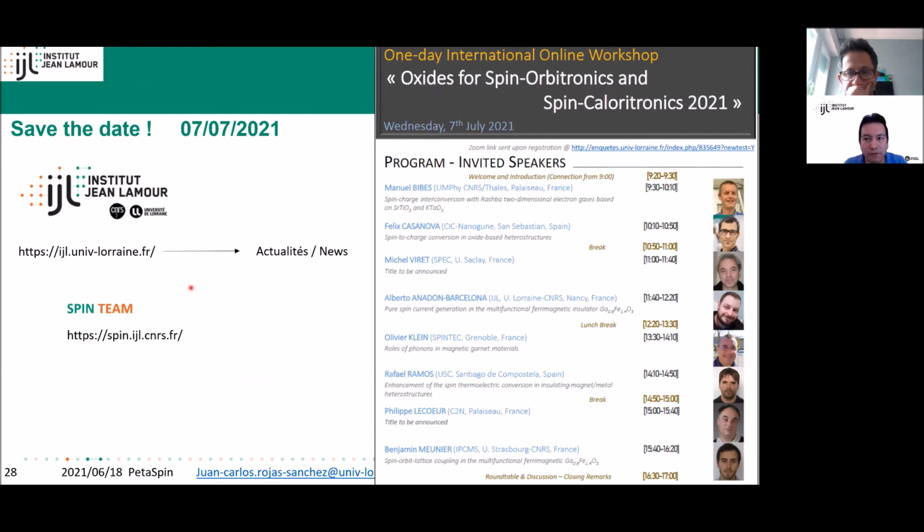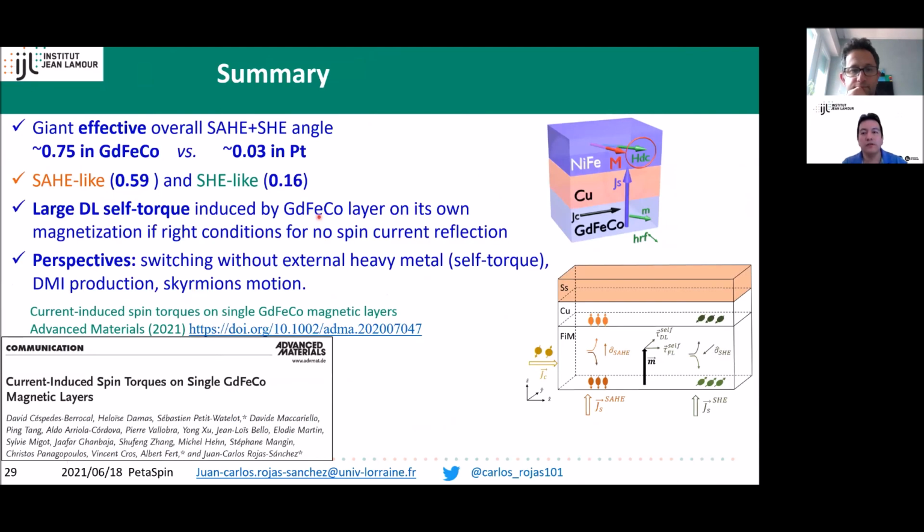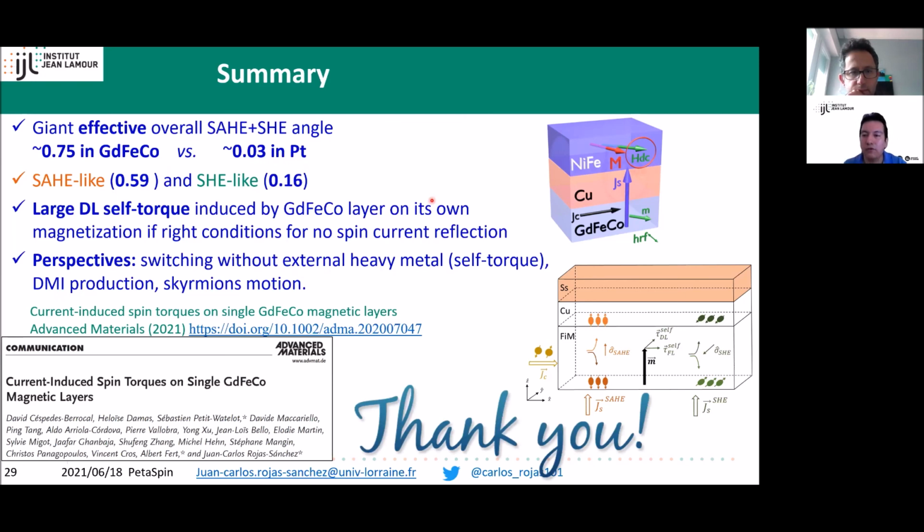More information here. So with that, I come to the summary of the second part of my talk. I showed you that we have a giant effective overall efficiency in gadolinium iron cobalt, like 25 times that of platinum. And we were able to disentangle the contribution of both symmetries, and we have shown that using a good spin sink, we get a large damping-like spin torque. As a perspective, we are looking for switching without any external heavy metal, and also the Dzyaloshinskii-Moriya interaction, skyrmion production and skyrmion motion. With that, I would like to thank you for your kind attention.